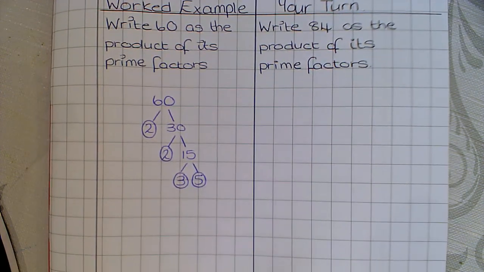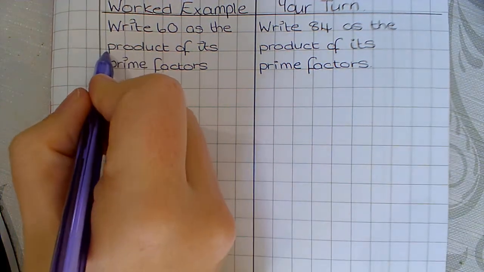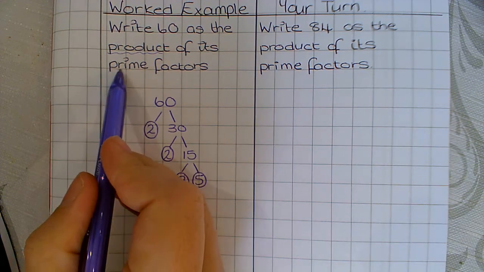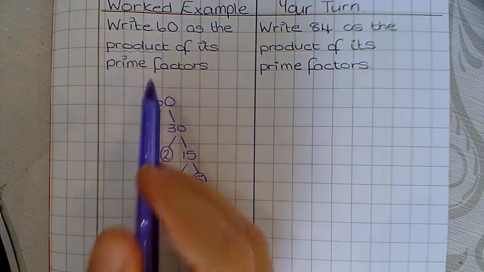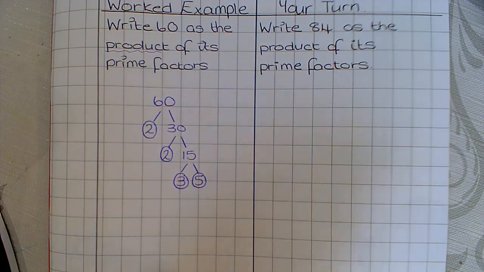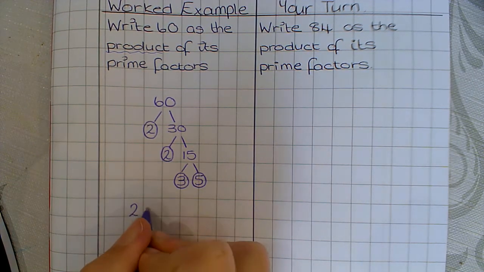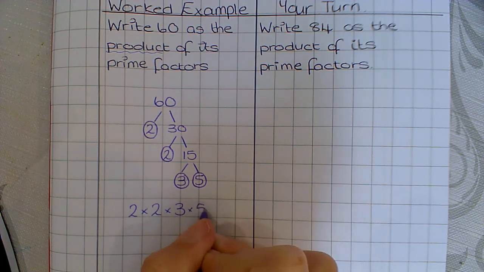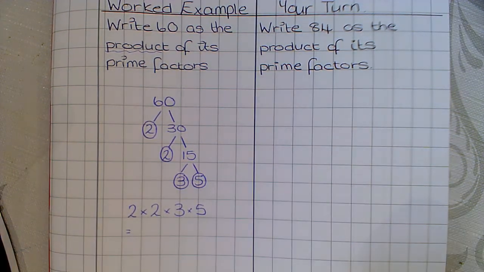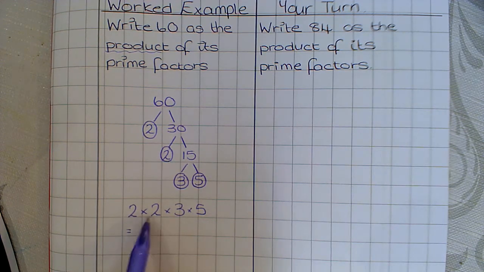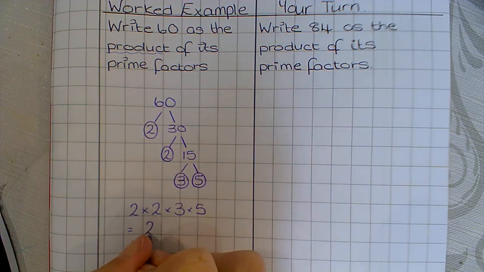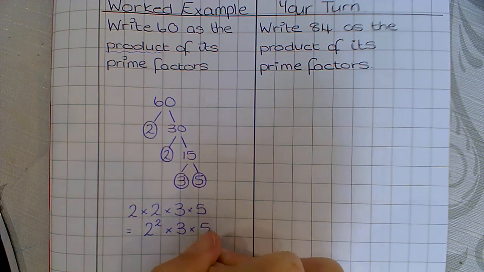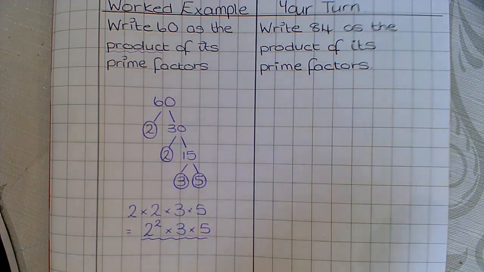To write the answer out, product means multiplication sum. So a multiplication sum with all our prime numbers that are factors of 60. So this would be 2 times 2 times 3 times 5. But a better way to write it would be to use indices to combine the numbers that are the same. So it would be 2 squared times 3 times 5 would be our final answer.